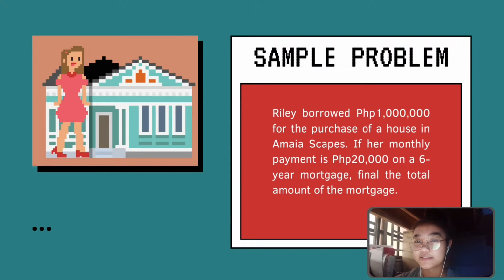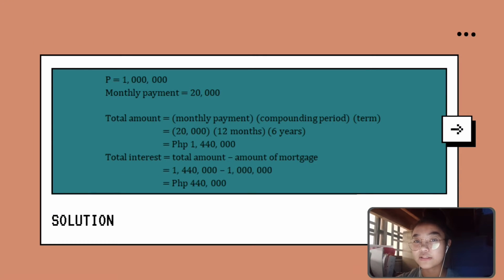The first thing to get is the values. Principal amount is 1 million, monthly payment is 20,000. To get the total amount, we need to multiply the monthly payment, compounding period, and term used. We will have a total amount equals 20,000 times 12 months times 6 years. To calculate, we will get 1,440,000 pesos.